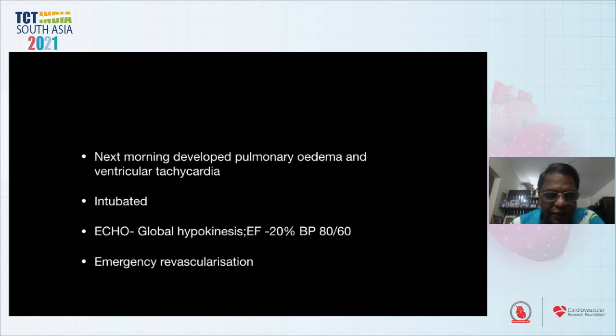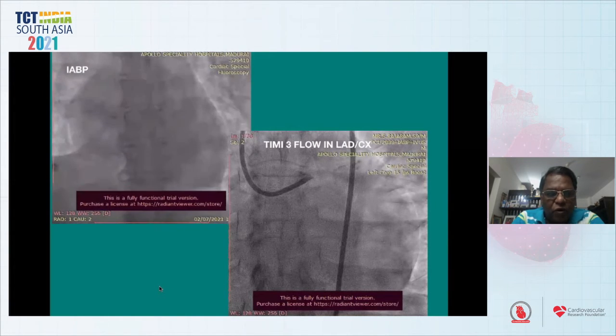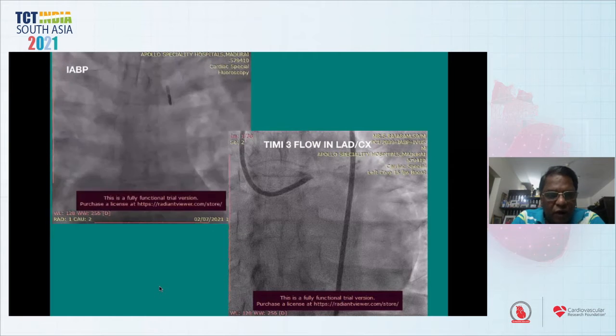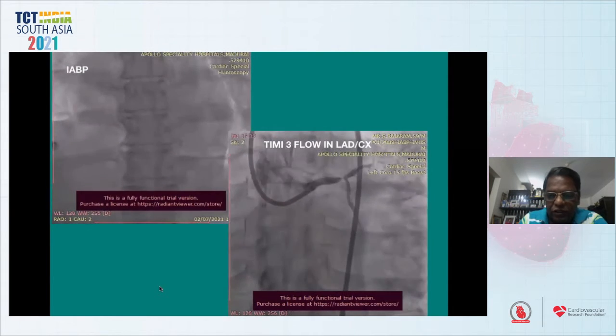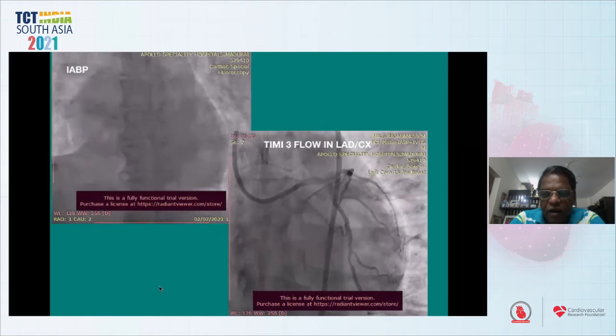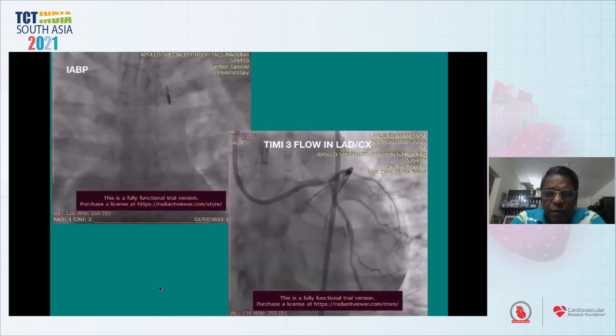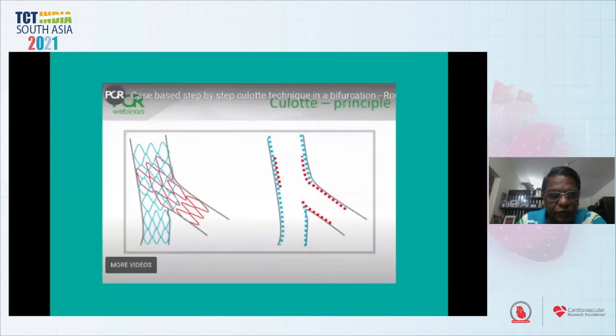Obviously, he needed emergency revascularization. They didn't want bypass surgery. They wanted to go ahead with a percutaneous intervention. Because of his hypotension and poor LV function, I first put him on an IABP and then took the diagnostic shot again with the guide catheter. The guide catheter confirmed the lesion with the persistence of TIMI 3 flow both in the LAD and circumflex.